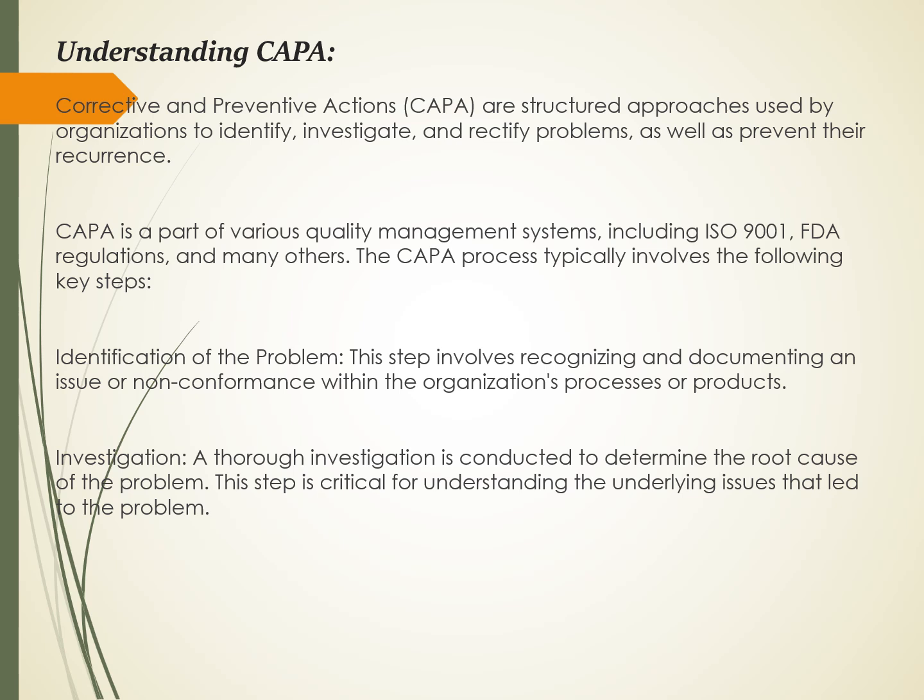Step 1, identification of the problem. This step involves recognizing and documenting an issue or non-conformance within the organization's process or product. Step 2, investigation. A thorough investigation is conducted to determine the root cause of the problem. This step is critical for understanding the underlying issue that led to the problem.